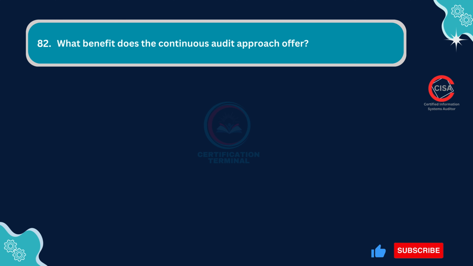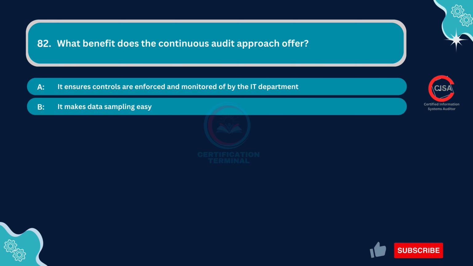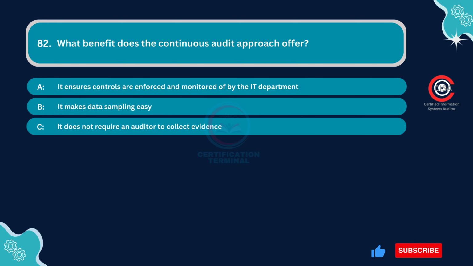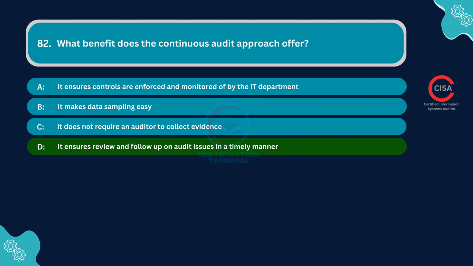Question number 82. What benefit does the continuous audit approach offer? Option A, it ensures controls are enforced and monitored by the IT department. Option B, it makes data sampling easy. Option C, it does not require an auditor to collect evidence. Option D, it ensures review and follow-up on audit issues in a timely manner. The correct answer is Option D, it ensures review and follow-up on audit issues in a timely manner.